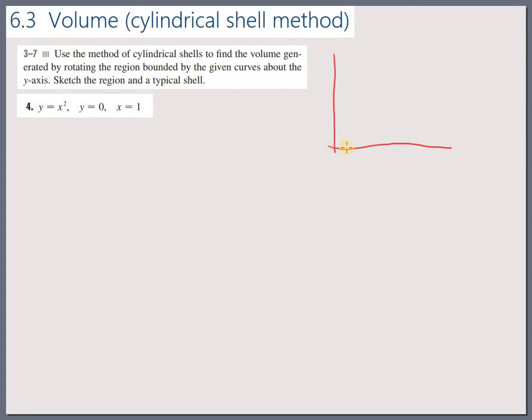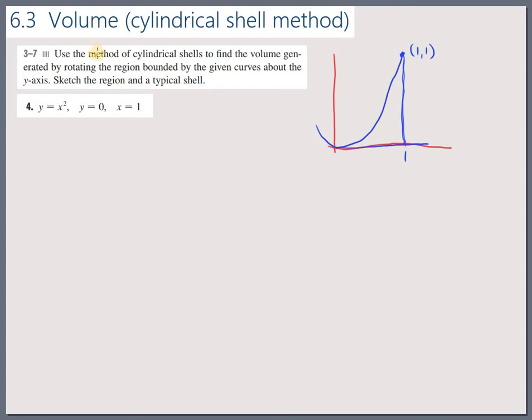And we've got y equals x squared, so just a basic parabola. And we've got y equals 0, which is the axis. And we've got x equals 1, so that's a vertical line right there, and that would intersect at the point (1, 1). So that's the shape that we're trying to rotate.